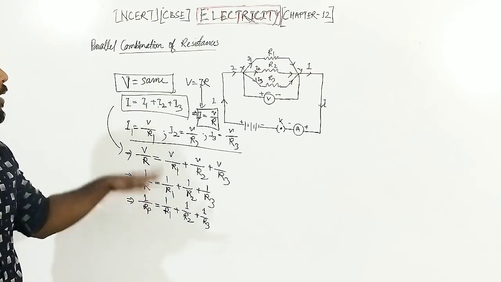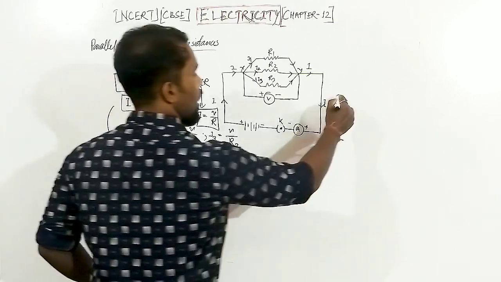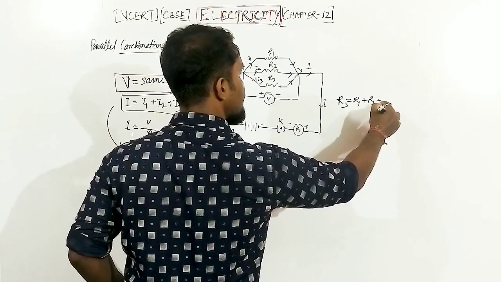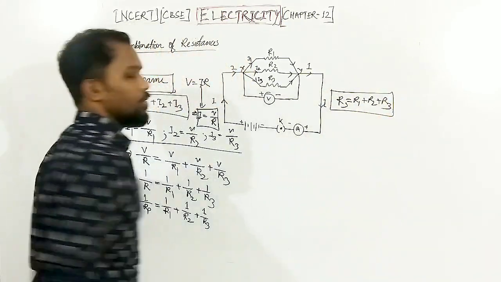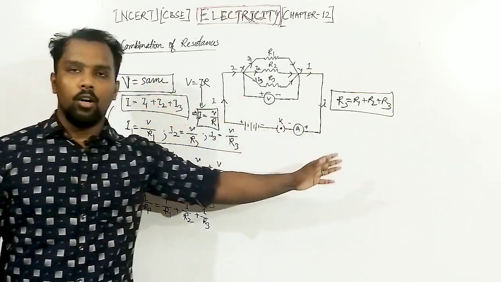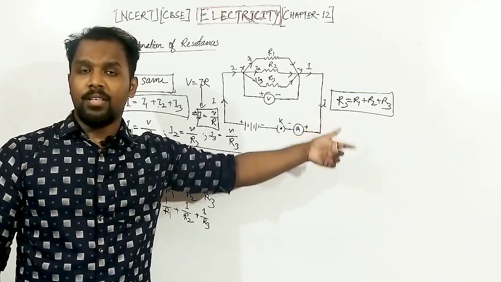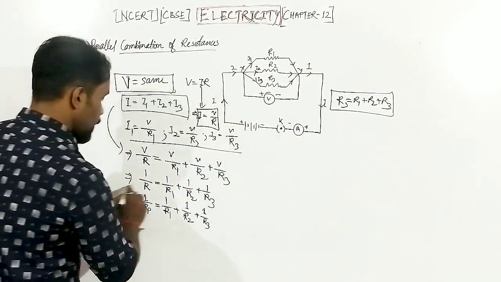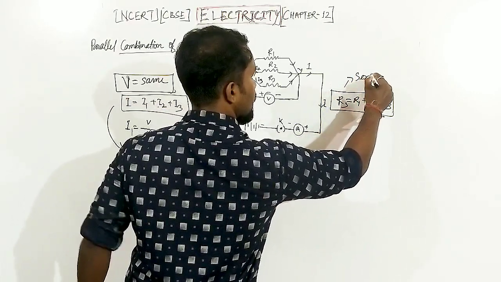See, in case of the series combination, what relation do we get? RS equal to R1 plus R2 plus R3. That is in case of the series combination. Here the resistances are directly added up. So in that case, the equivalent resistance increases. But here, what actually happened? I will just write down. This is series.